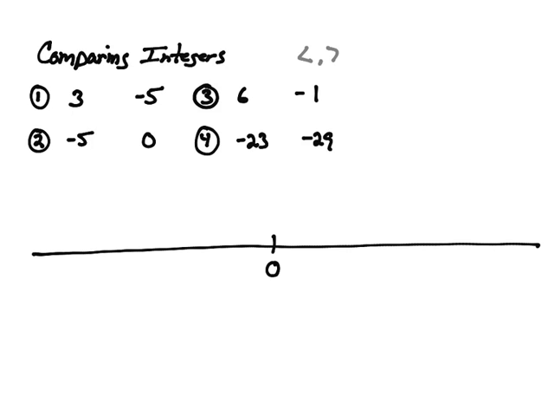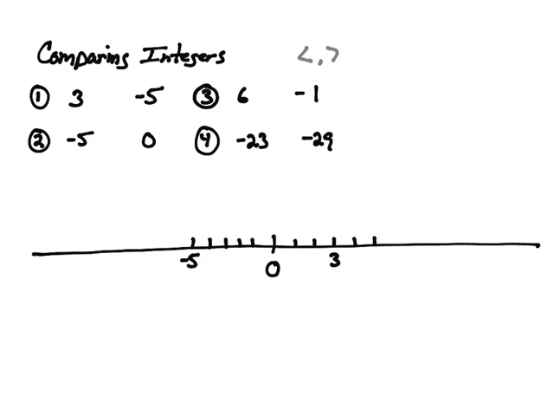Let's go ahead and do number 1. So number 3, and I'm going to do a scale here. 1, 2, 3, 4, 5. Okay, so 3 is going to be here. -5, 1, 2, 3, 4, 5. -5 would be there. And the way to compare it is you're going to compare the first integer to the second integer. So 3 is 3 more than -5.